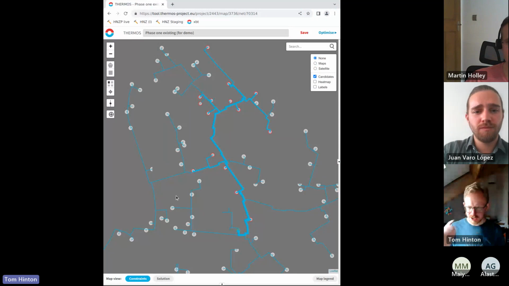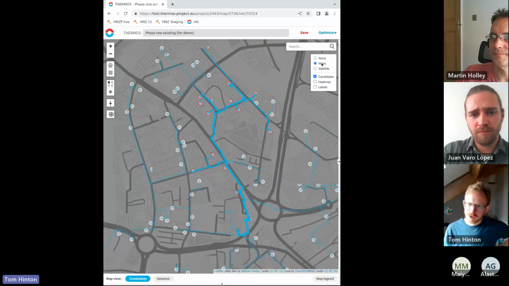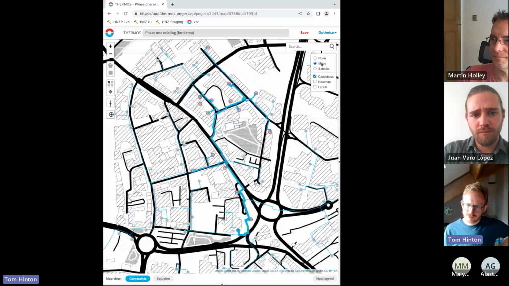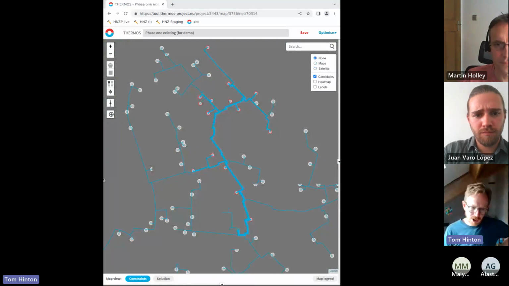This is a THERMOS model of a system in Bristol, in Redcliffe. So this is the network model, which you're probably all familiar with.